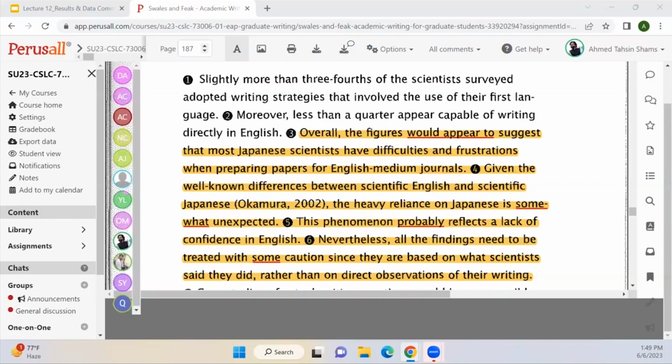Let's discuss with the class then. So the first sentence, as I already shared, slightly more than 3/4, we are getting data. So what do you think the purpose is? It's a key finding or highlighting statement, whatever you want to write. Highlighting statement 1. You can have multiple highlighting statements in the whole results section, in many paragraphs. Even in one paragraph, there could be multiple highlighting statements.